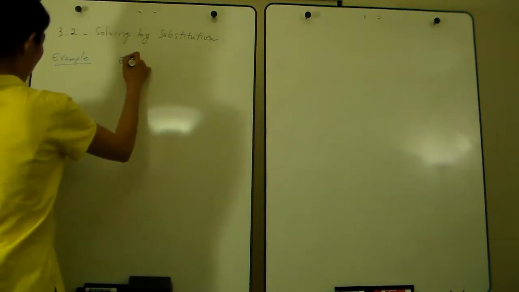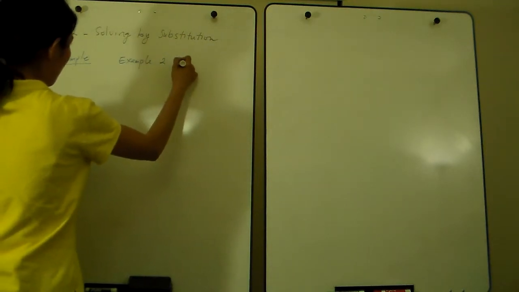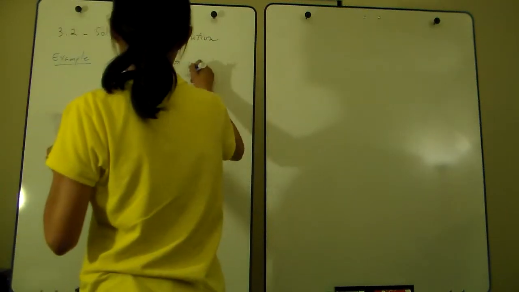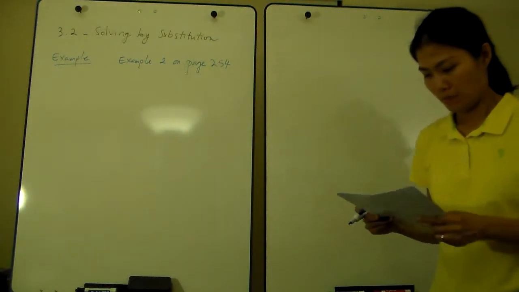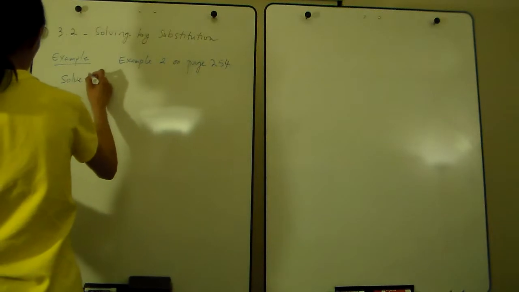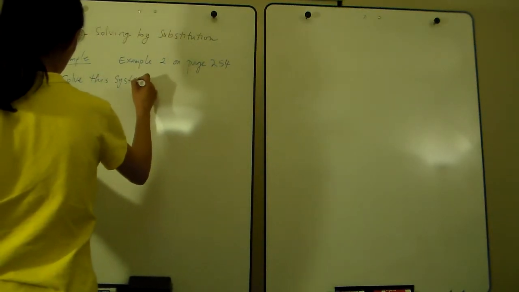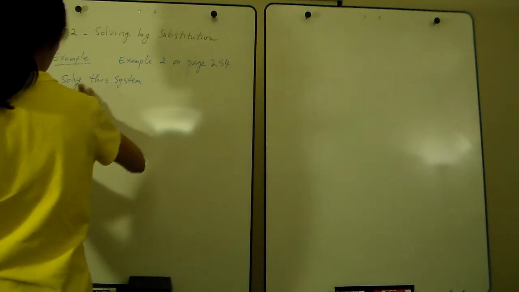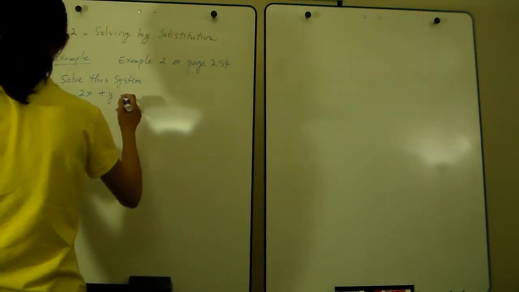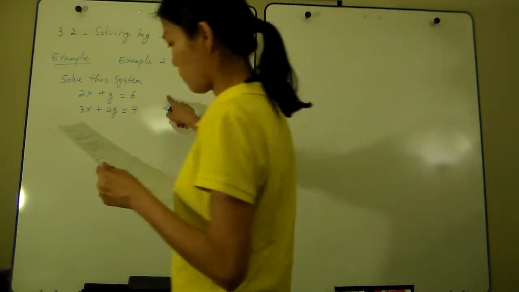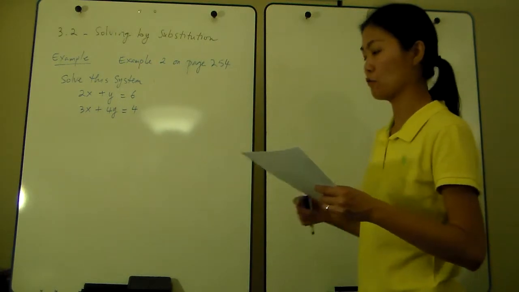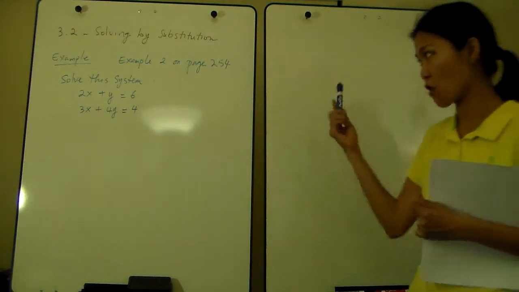Find example 2 on page 254. Solve the system: 2x plus y equals 6, 3x plus 4y equals 4. So, given, solve the system.